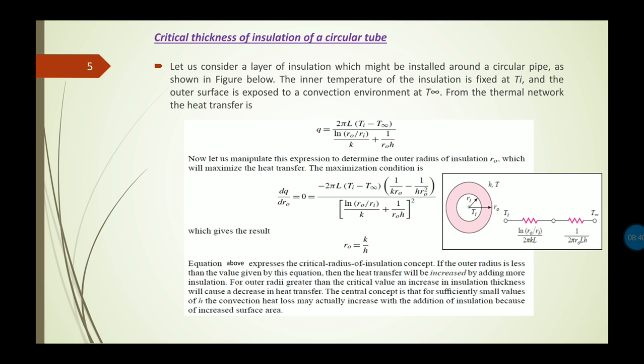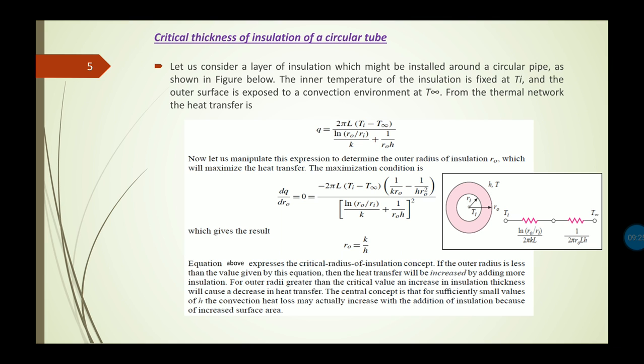Now what will be the critical thickness of insulation of a circular tube? To derive this equation, let us consider a layer of insulation installed around a circular pipe, which can be seen in the figure. Ri is the internal radius and Ro is the outer radius. The inner temperature of the insulation is fixed at Ti, and the outer surface is exposed to a convection environment at T infinity. From the thermal network, the heat transfer is Q equals this formula.